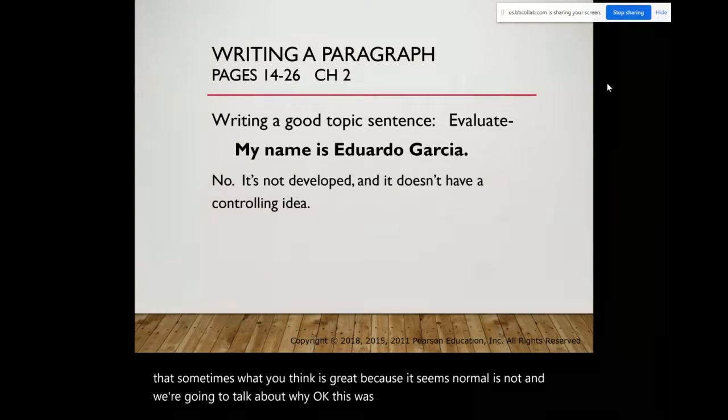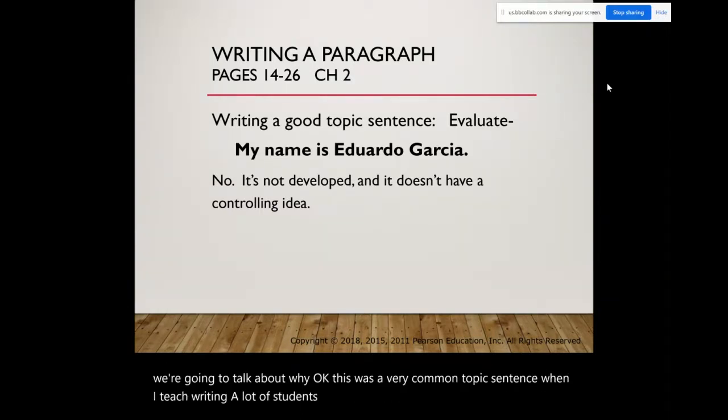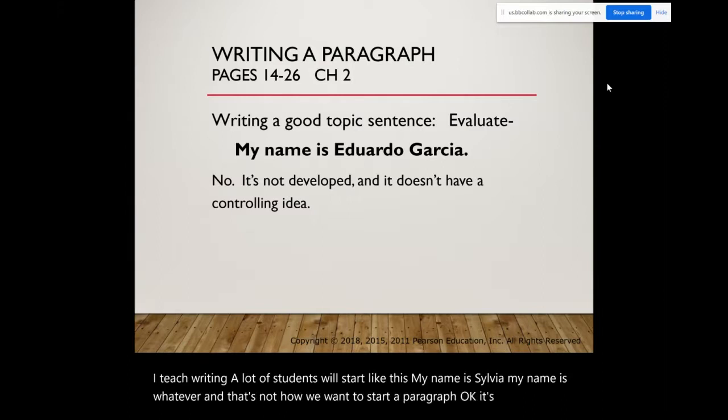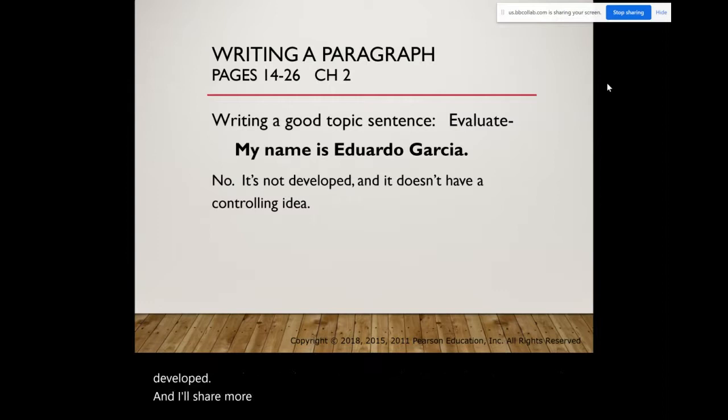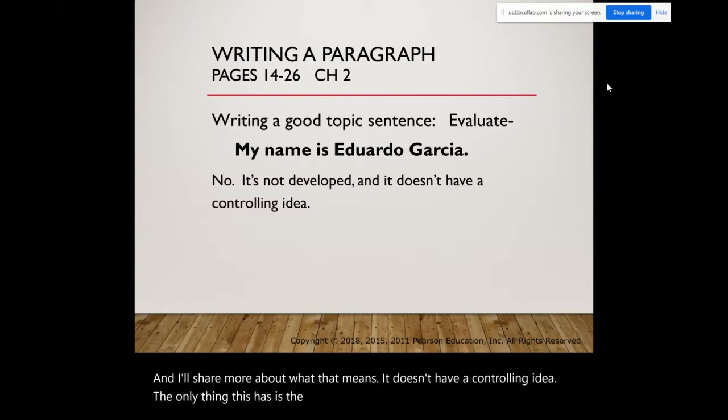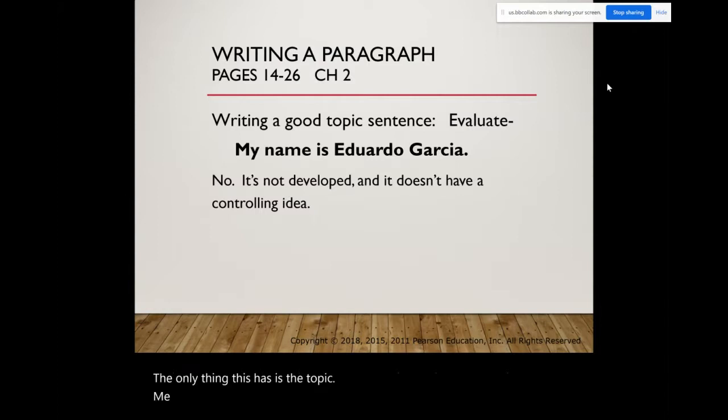This was a very common topic sentence. When I teach writing, a lot of students will start like this. My name is Sylvia. My name is whatever. And that's not how we want to start a paragraph, okay? It's not developed, and I'll share more about what that means. It doesn't have a controlling idea. The only thing this has is the topic, me, right? Myself. That's the only thing this has in it. It does not have a controlling idea.